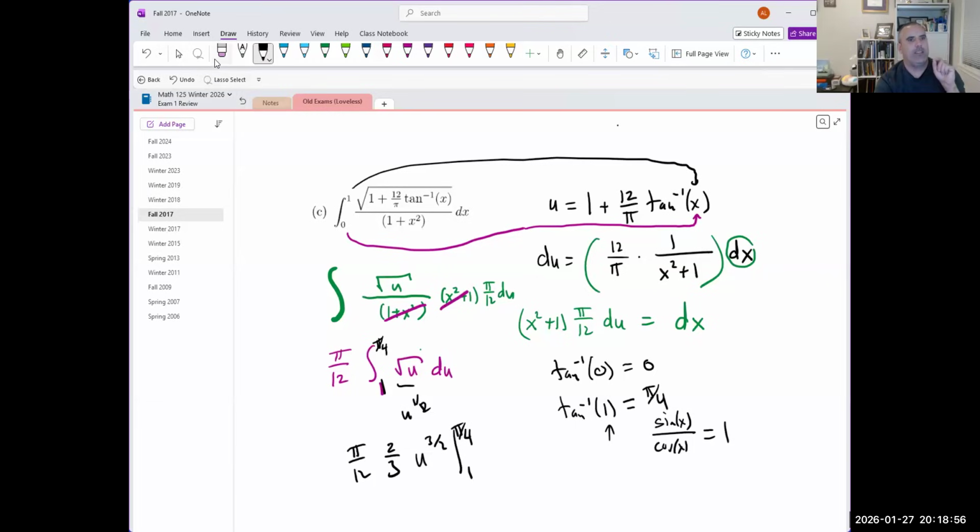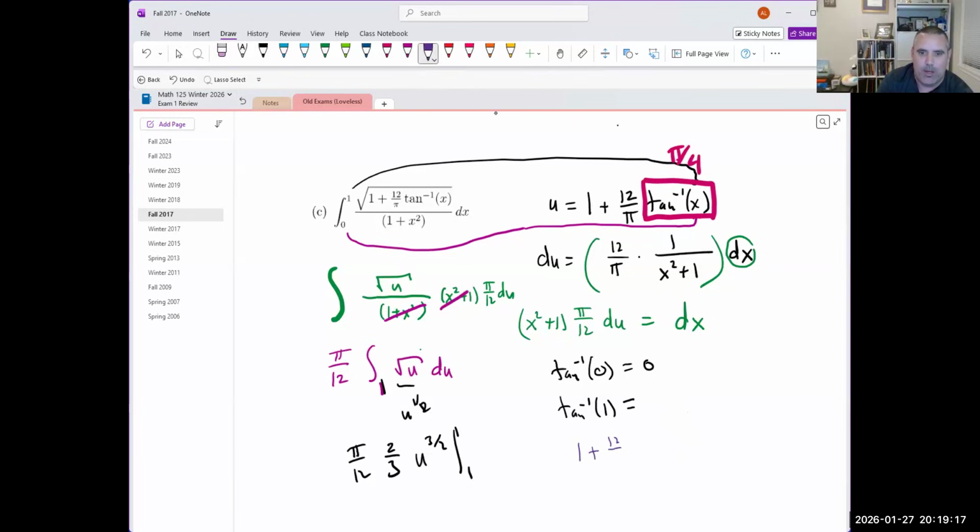Oh, I forgot something. And that's probably what's happening in the chat. Okay, not happening in the chat. Maybe you hadn't caught that yet. Well, I hadn't made the mistake yet. This is pi over 4. But I need to then multiply that. So it's 1 plus pi over 12 over pi times pi over 4. Ah, that's better. 1 to 4, 1 to 4.